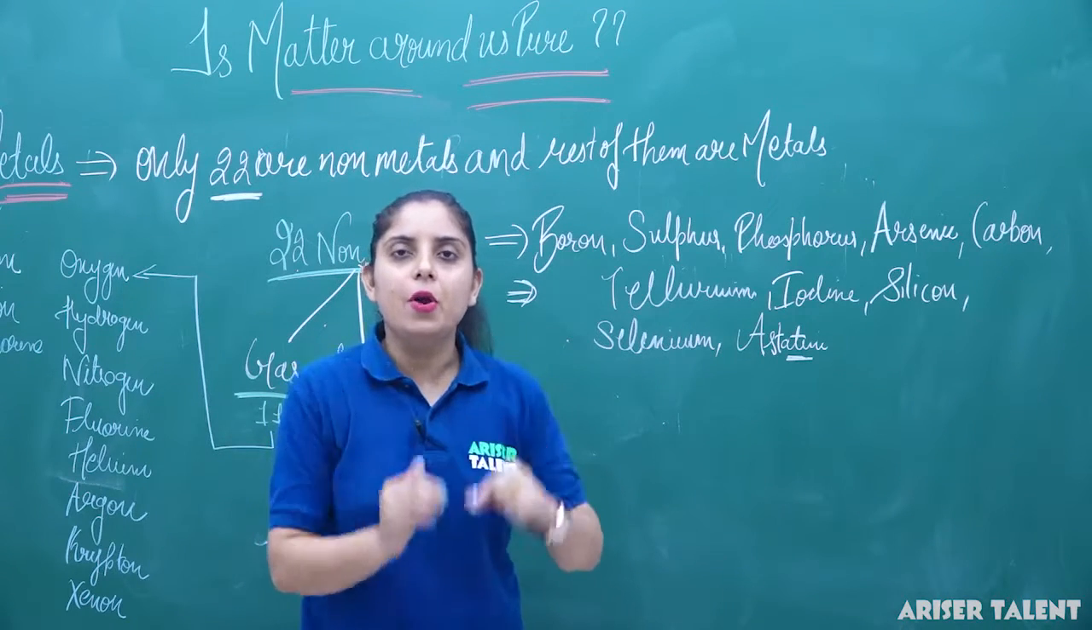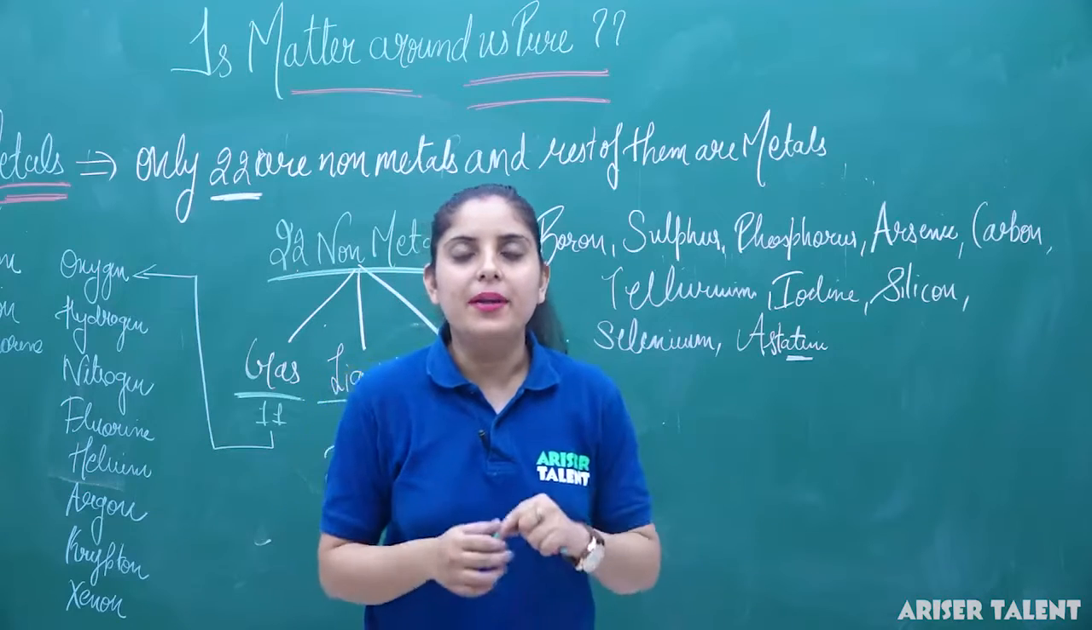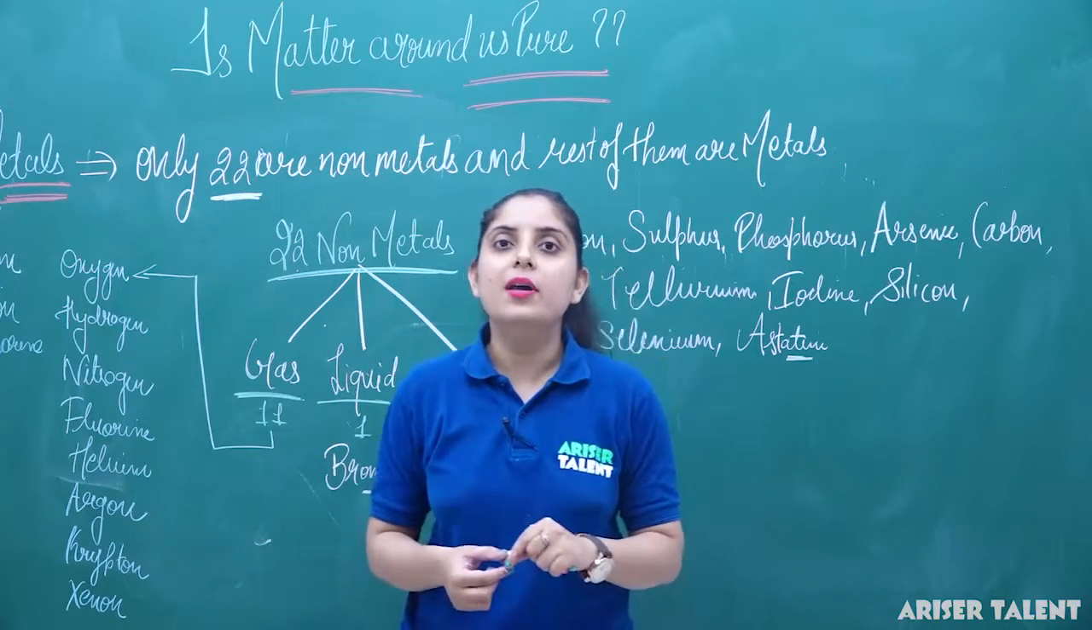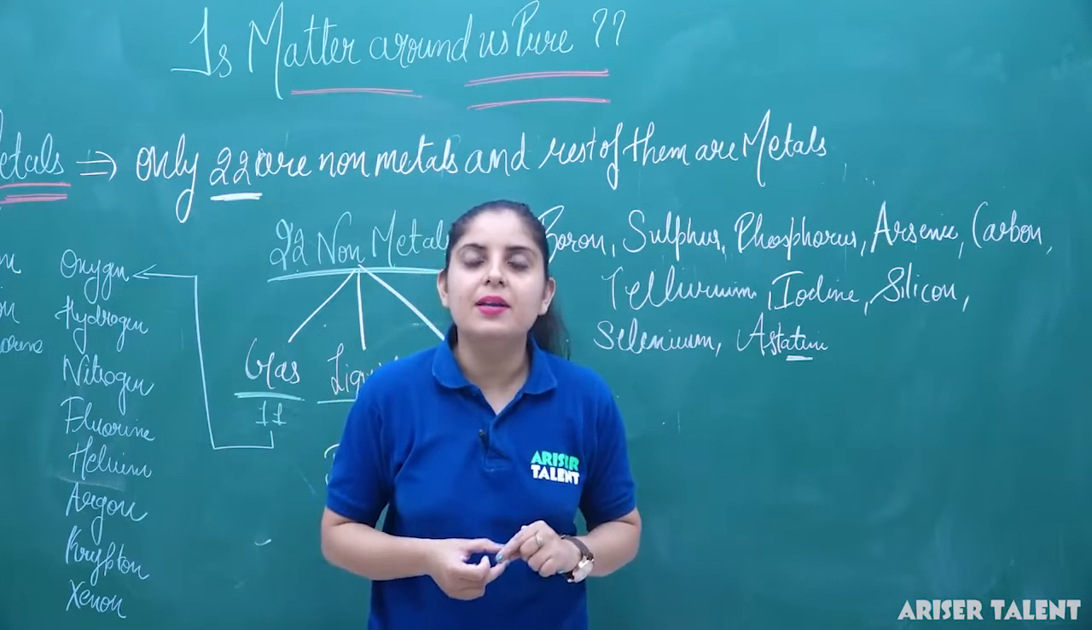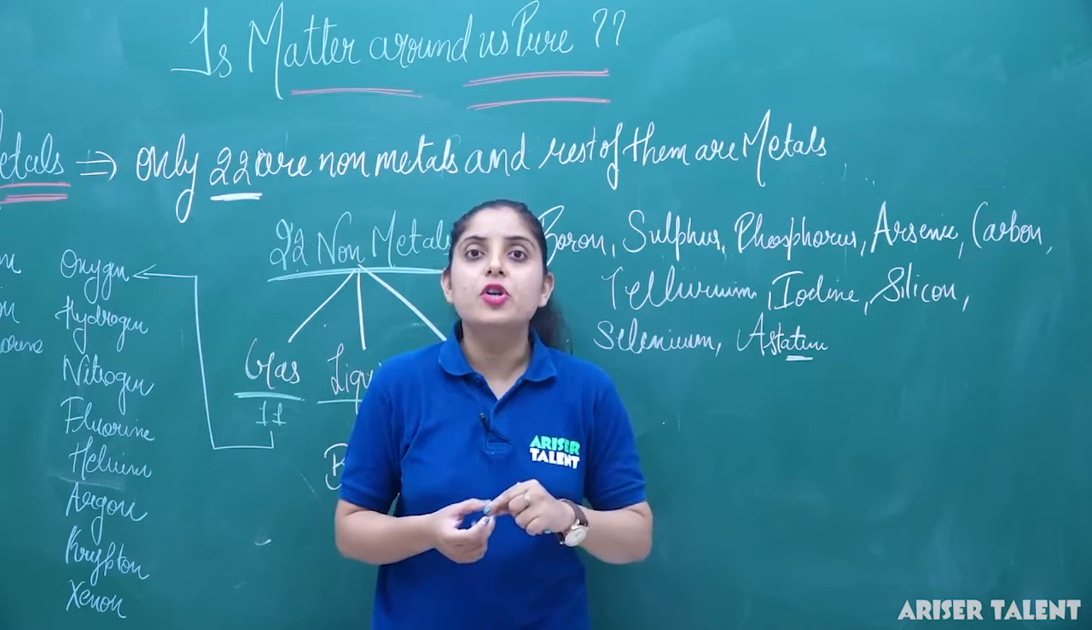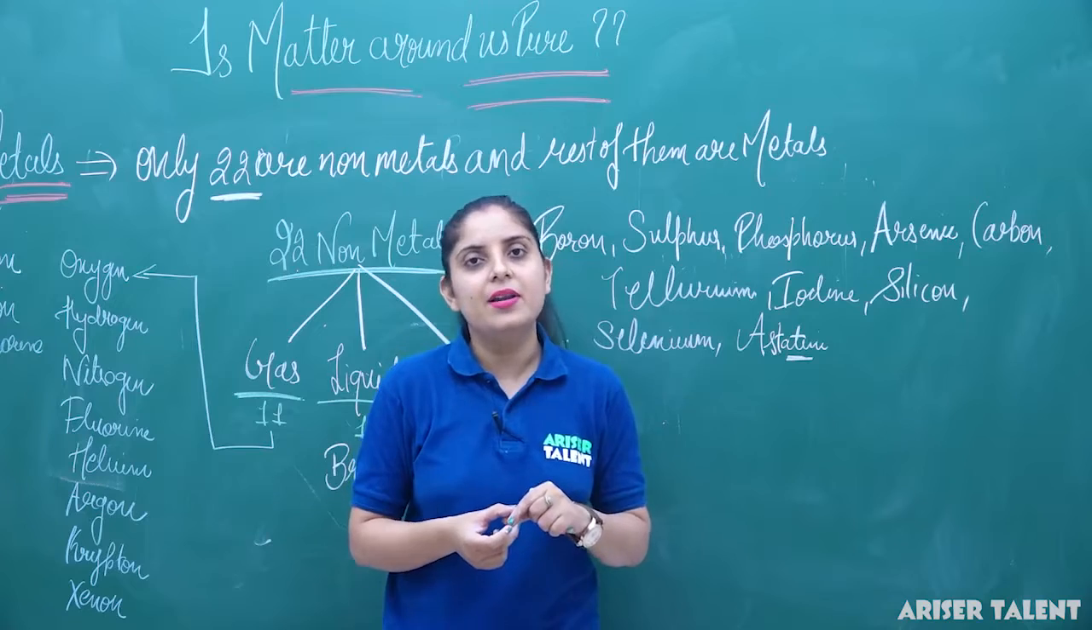So, metal and non-metal. After metal and non-metal, we have the third topic, that is metalloids. This topic we are going to cover in our next chapter, and we will see the special properties of metals and non-metals in our next lecture.